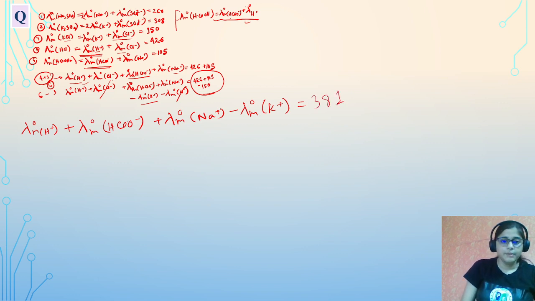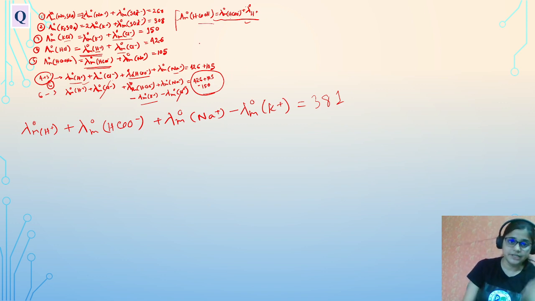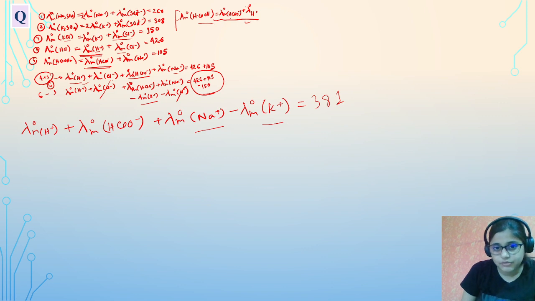381. But we don't get the value of what we need, because again Na plus and K plus are there. So we have to remove that. We have to somehow subtract the Na plus value, and we have to somehow add some K plus value so that it will be subtracted. Okay. Now see, this is Na2SO4, this is K2SO4, where Na plus and K plus are there, but multiplied by 2.